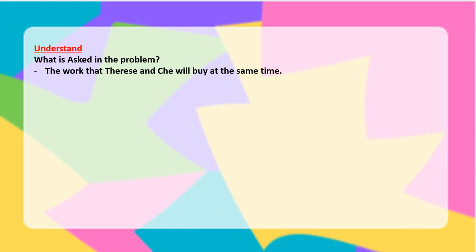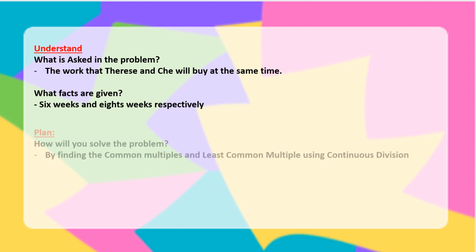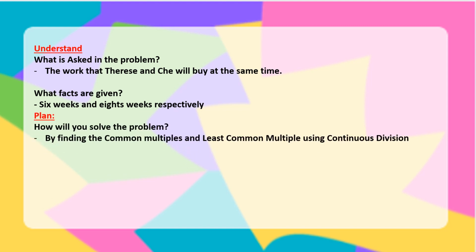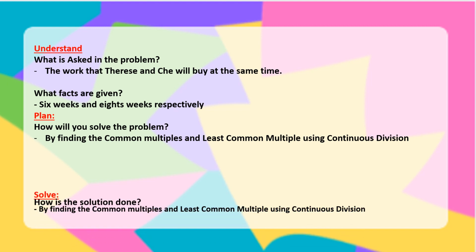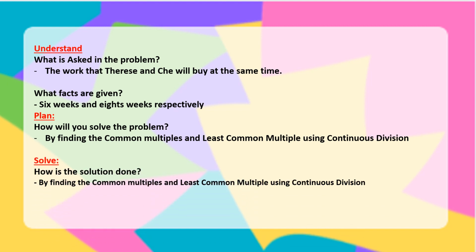Okay, so let's use the 4-step plan. The first one is understand. What is asked in the problem? The week that Teresa and Che will buy at the same time. What facts are given? 6 weeks and 8 weeks respectively. Plan. How will you solve the problem? By finding the common multiples and least common multiple using the continuous division. And to solve for that, how is the solution done? By finding the common multiples and the least common multiples using the continuous division.